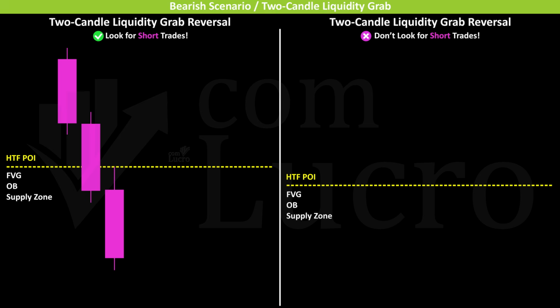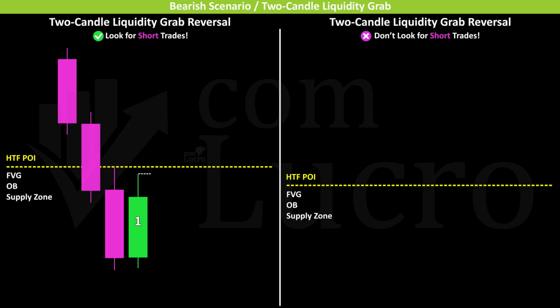After creating a strong bearish expansion, price may begin retracing upward into a key higher time frame area, such as a bearish fair value gap, supply zone, or bearish order block. As price moves back into that region, we begin watching for signs that the bullish retracement may be losing strength and that the primary bearish trend could soon resume.